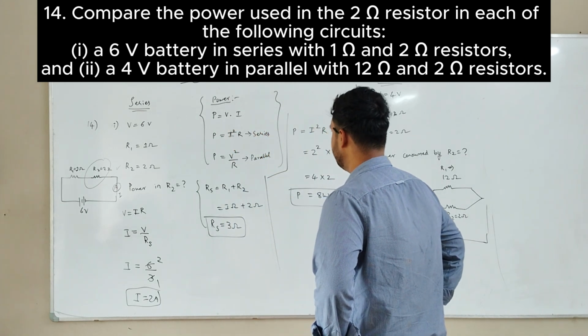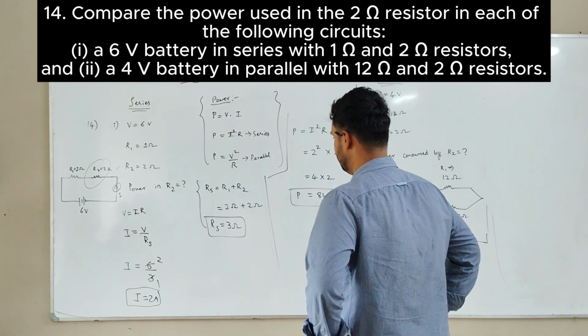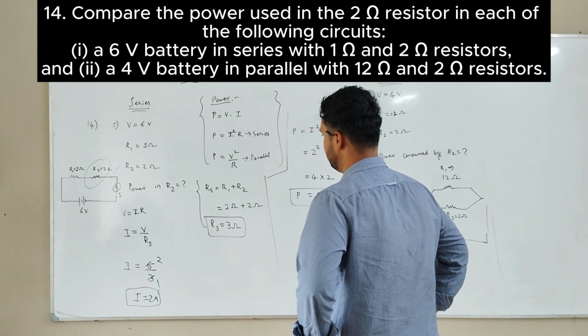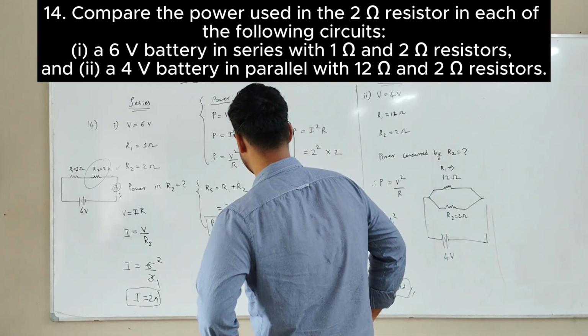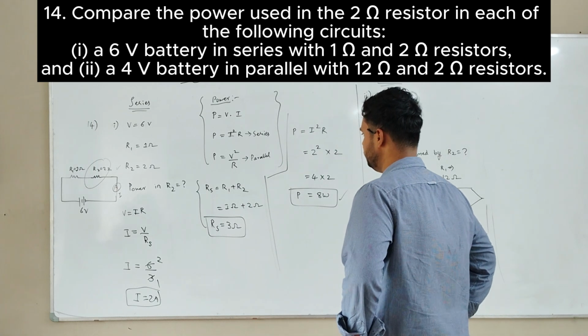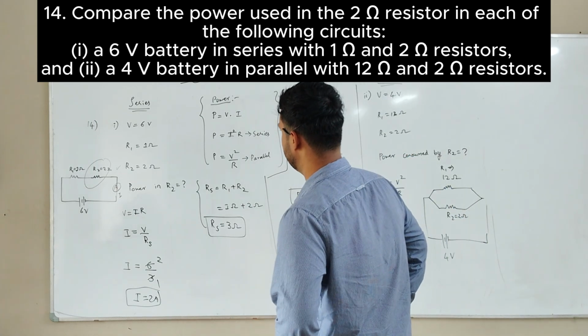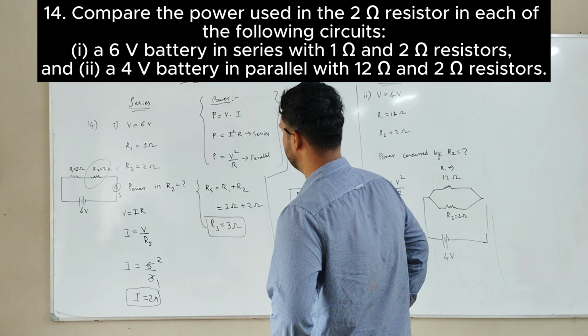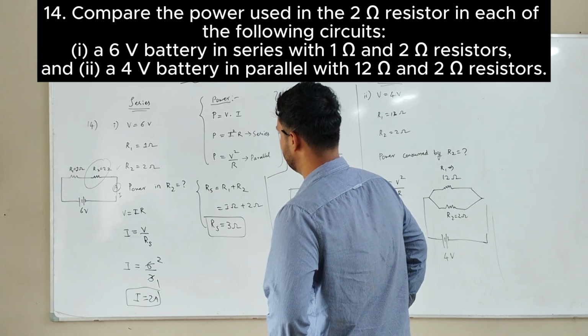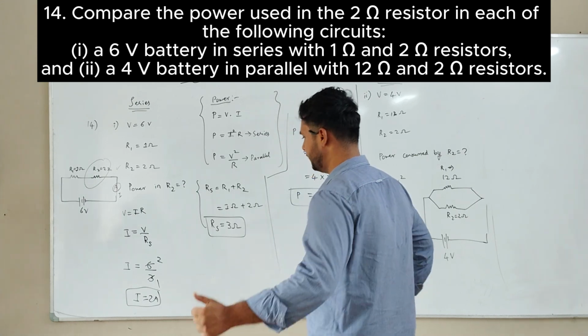Read the question from the beginning. Compare the power used in the 2 ohm resistor in each of the following circuits. First one, a 6 volt battery in series with 1 ohm and 2 ohm resistors. And second one, a 4 volt battery. This is correct. This is correct.